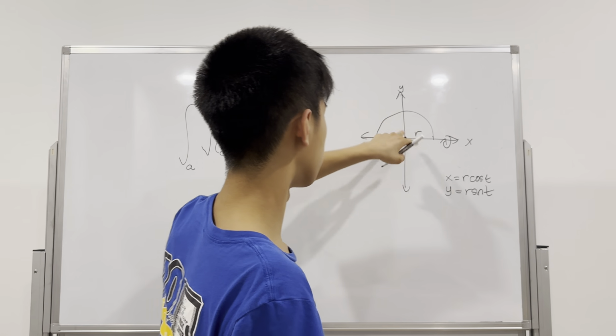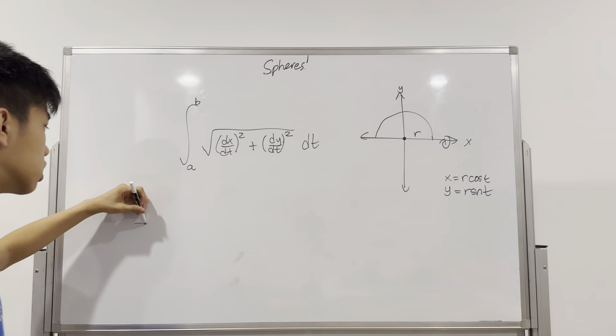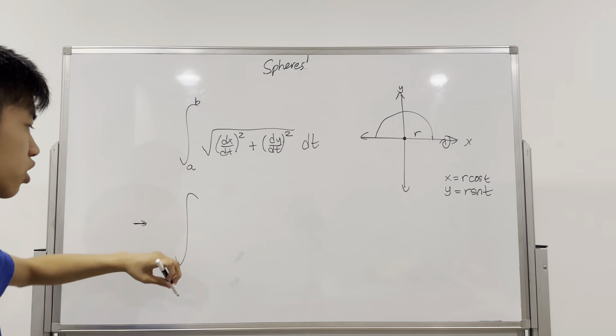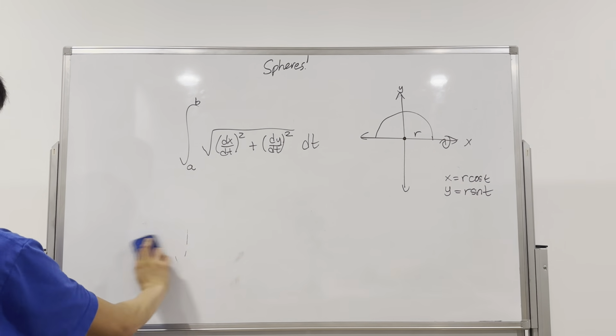When you revolve this about the x-axis, you form a sphere. And for this equation, there's a derivation. It's really long and complicated, and I don't think I need to cover it, but a calc textbook will tell you.